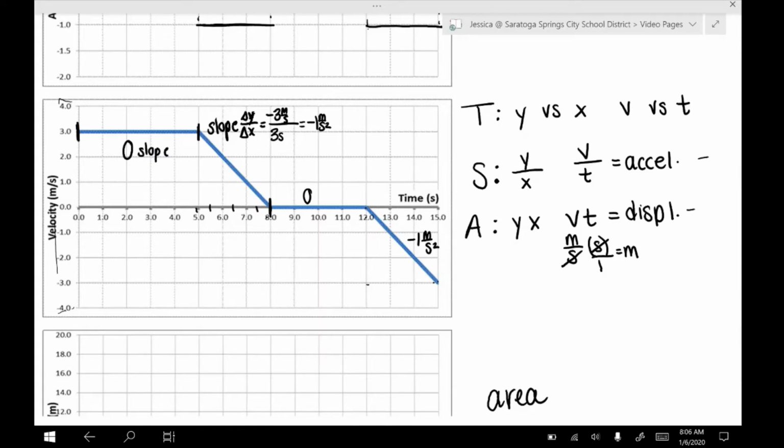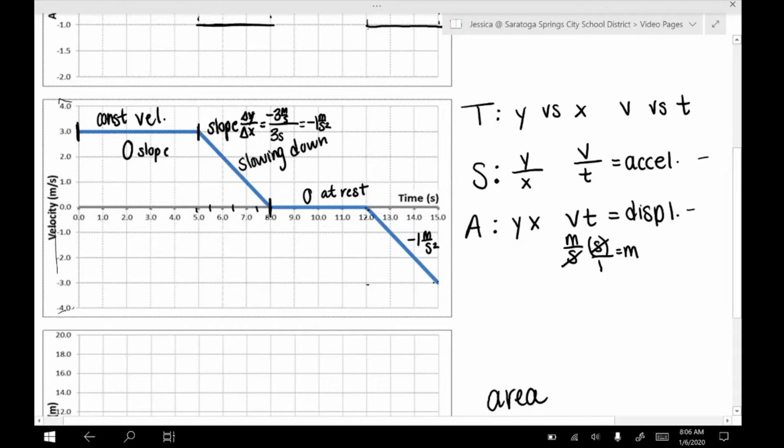Okay, so just to go over what this object is actually doing, keeping those accelerations in mind, from 0 to 5 seconds, we are moving at a constant velocity. That's what 0 acceleration means. From 5 seconds to 8 seconds, this object is slowing down. We have a negative acceleration but positive velocity. Since our acceleration and velocity are in opposite directions, we must be slowing down. From 8 seconds to 12 seconds, it looks like we are at rest, which is a constant velocity, which is why our acceleration is 0.